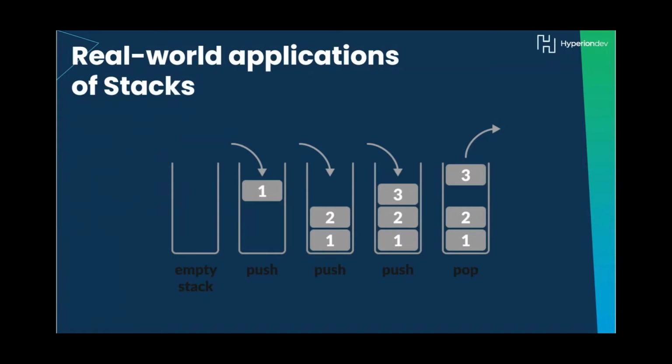And if you want the plate at the bottom, you must first remove all of the plates on top. This is exactly how a stack data structure works. In programming terms, putting an item on top of the stack is called push, and removing an item is called pop. In the image, although item 3 was kept last, it was removed first. This is exactly how the last in, first out principle works.